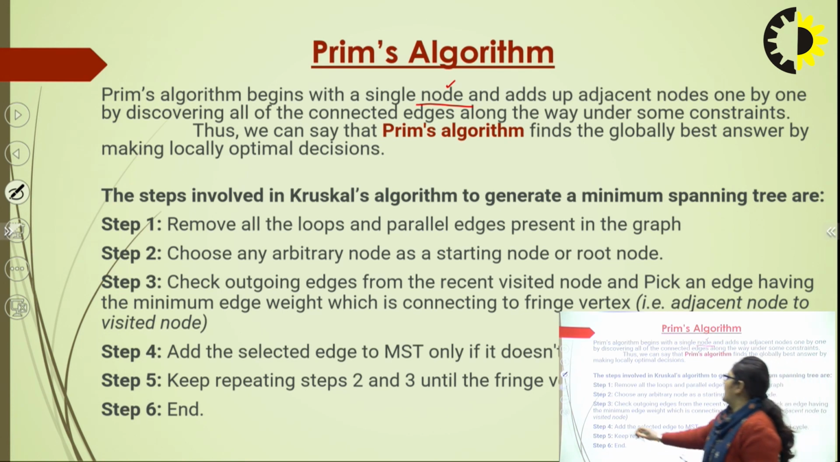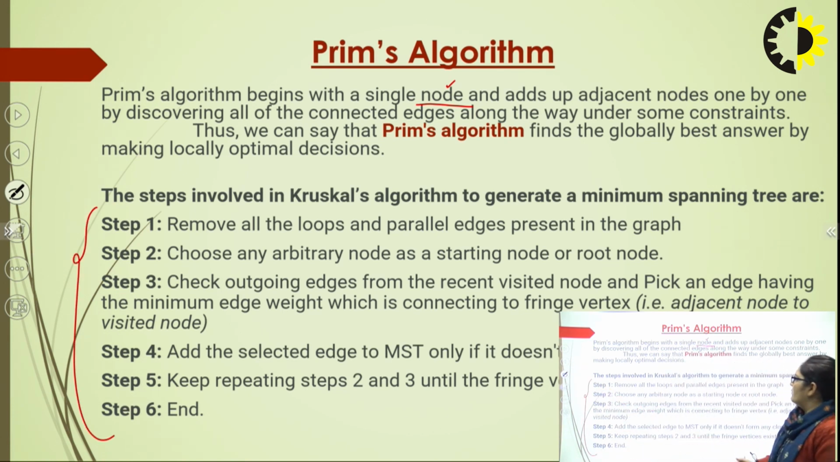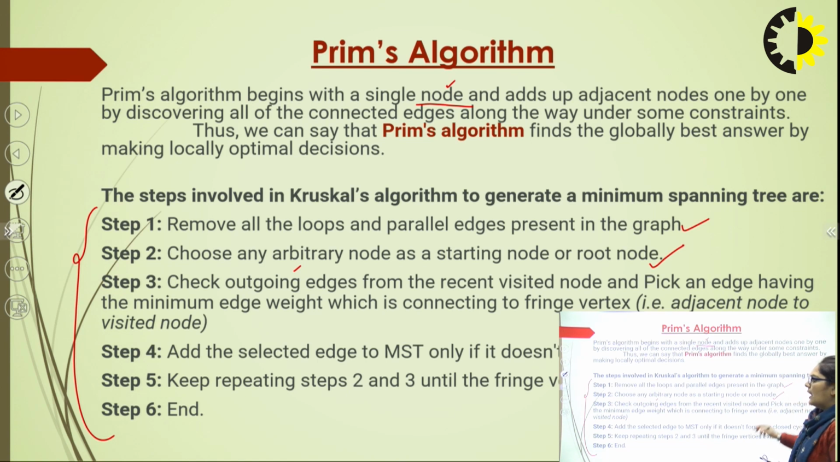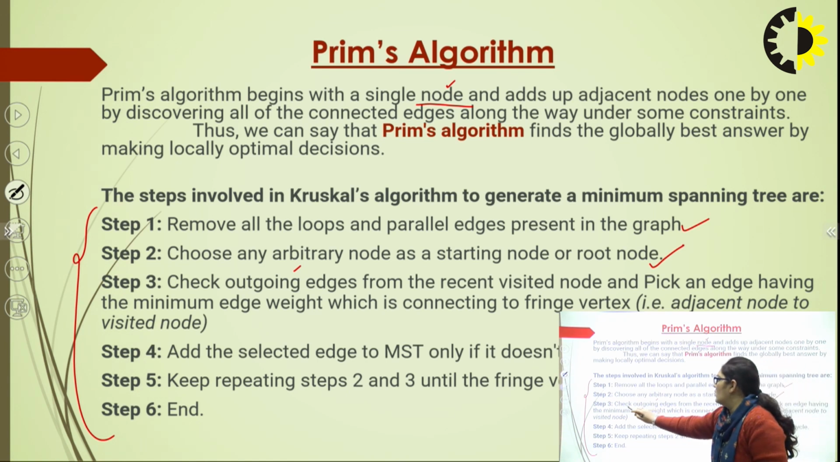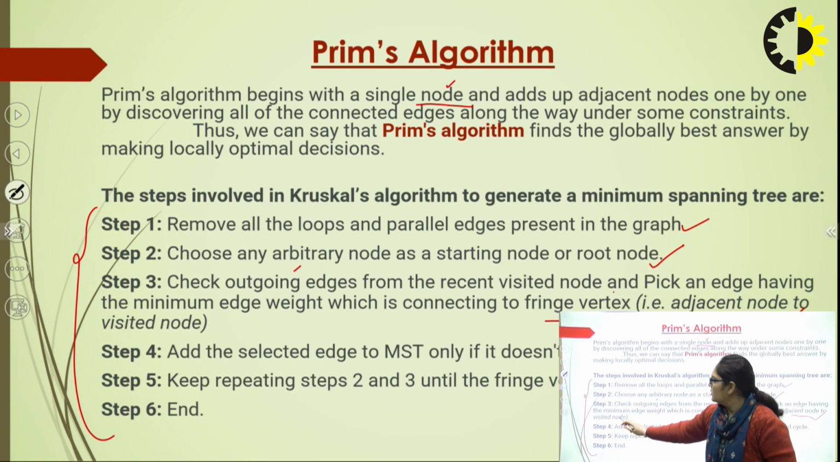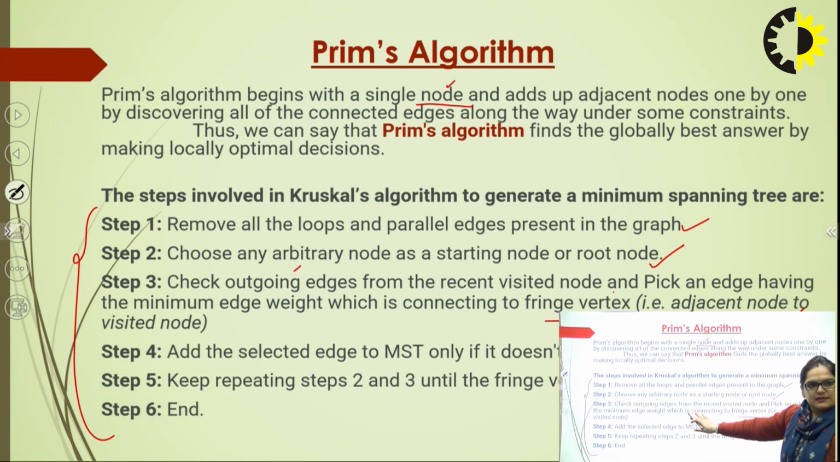So these are the steps that you can follow in Prim's algorithm. Step 1, same as Kruskal's algorithm: you have to remove all the cycles or loops and parallel edges if they are present in your graph. Then after that, you have to choose any arbitrary node as a starting node or a root node. And in step 3, you have to check the outgoing edges from the recently visited node and pick an edge having the minimum edge weight which is connecting to the fringe vertex. So what is a fringe vertex? It is basically the adjacent node to the recently visited node. We can understand it better with an example in the next slide.